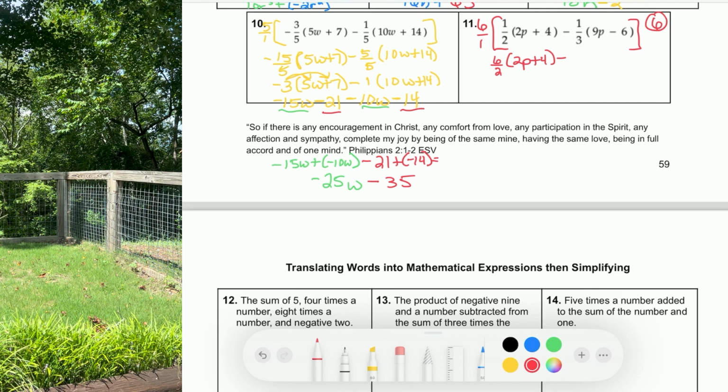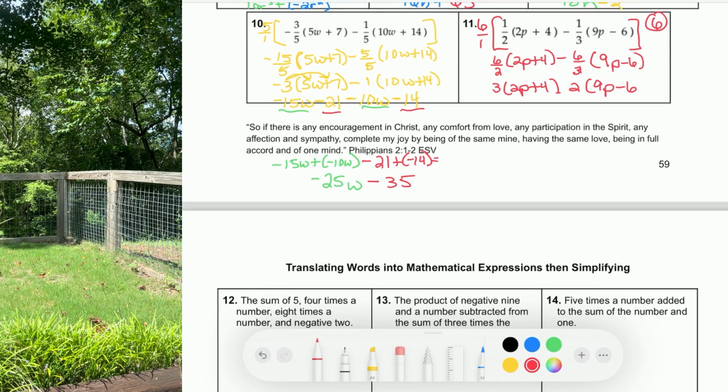And then I have 1/3 times 6, which is going to be 6 over 3. Okay. Then I have my 9p minus 6. That doesn't change. All right, we're in the same situation now where we just need to reduce these fractions. So we get 3 times 2p plus 4. Then we get 2 times 9p minus 6. Okay.